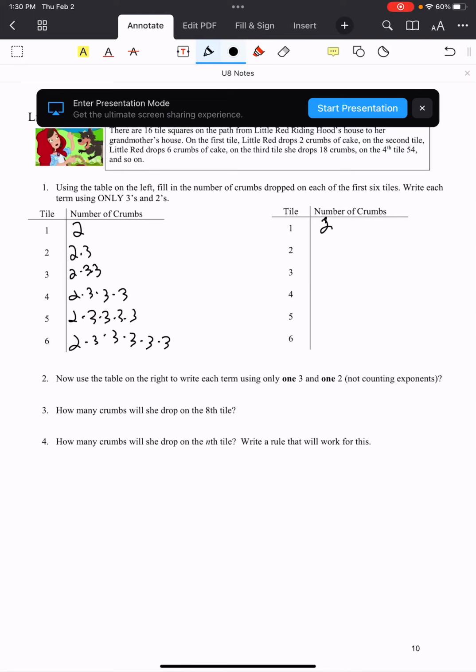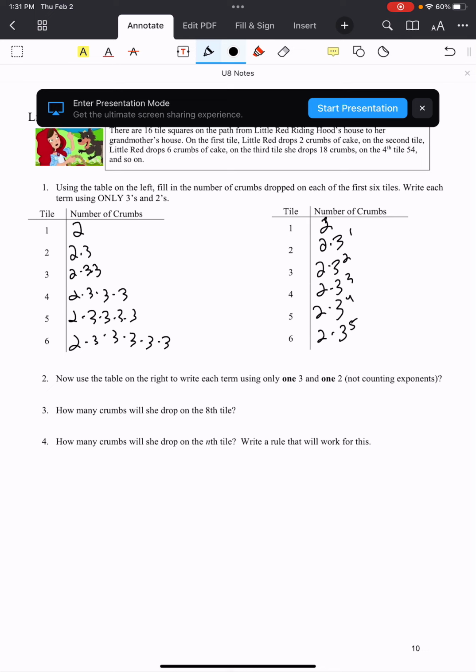Okay, so 2 times 3, 2 times 3 squared, 2 times 3 cubed. Now, let's take a look. How does the number of 3's we have multiplying compare to the tile number? It's down by 1, right? Does that make sense? Yes.